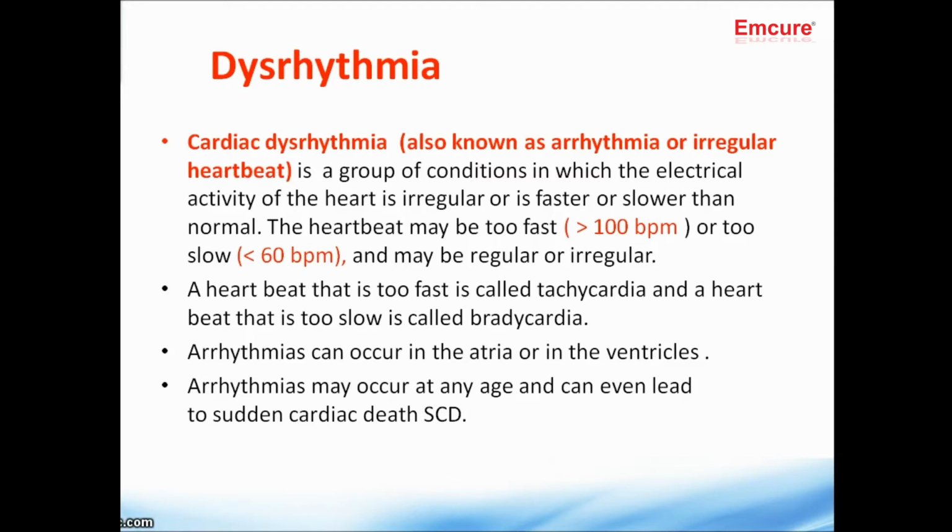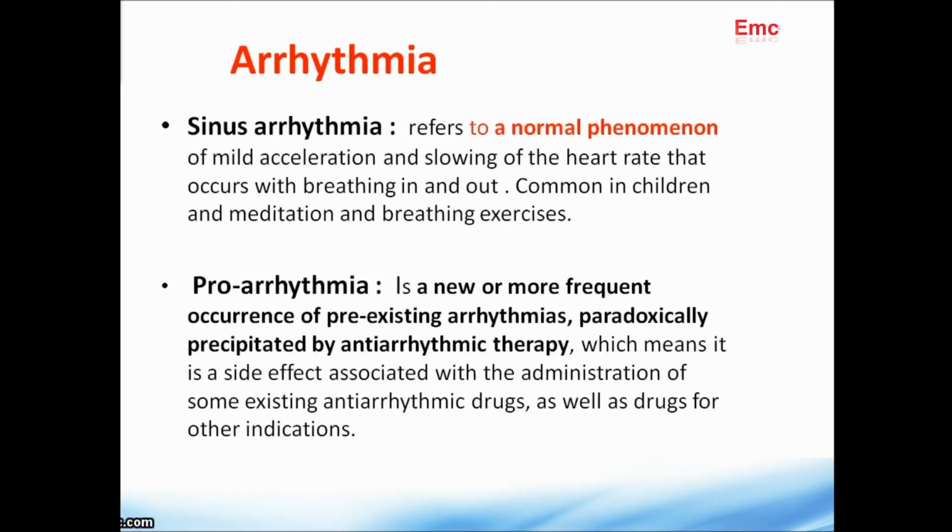Arrhythmias can occur in the atrium or in the ventricles. Arrhythmias may occur at any age and even lead to sudden cardiac deaths. What is sinus arrhythmia? Well, this refers to the normal phenomenon of mild acceleration or deceleration or slowing of the heart rate that occurs with breathing in and out. It is commonly seen in children while meditating and while doing breathing exercises.